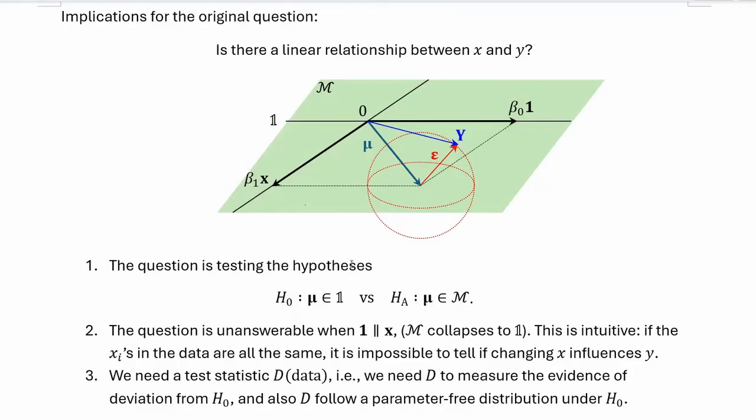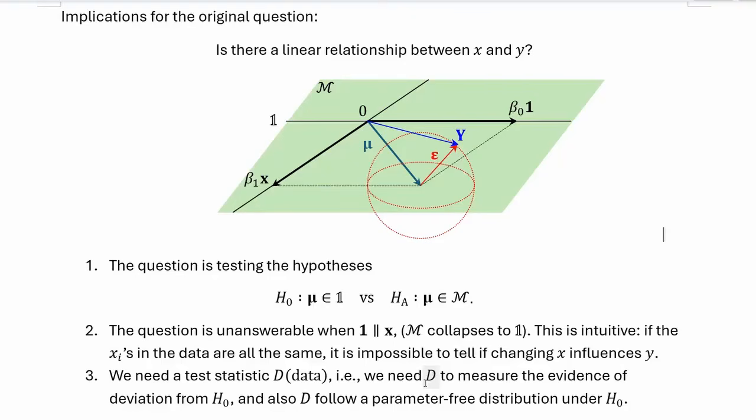In order to perform a hypothesis test, we need a test statistic. So the test statistic needs to have certain properties. First of all, it needs to depend on the data alone, because if the test statistic function involves unknown parameters, you cannot calculate it. That's one. And second, we need the test statistic to measure the discrepancy between the two hypotheses.